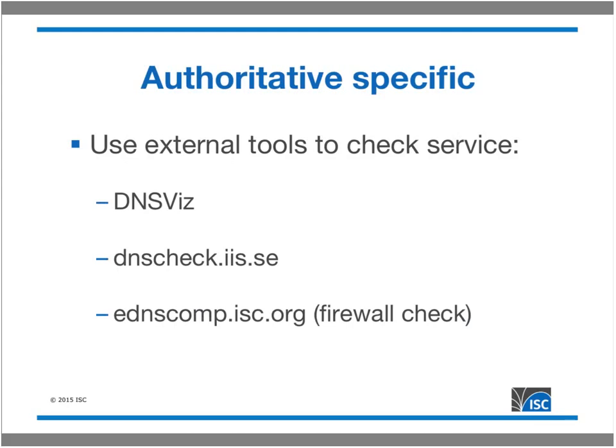Now, some authoritative specific things. When we talk about best practices, one of the things you want is you don't want single points of failure. So you want things like authoritative name servers on different subnets. I want authoritative name servers in different geographic locations. So you can start to do those checks yourself.